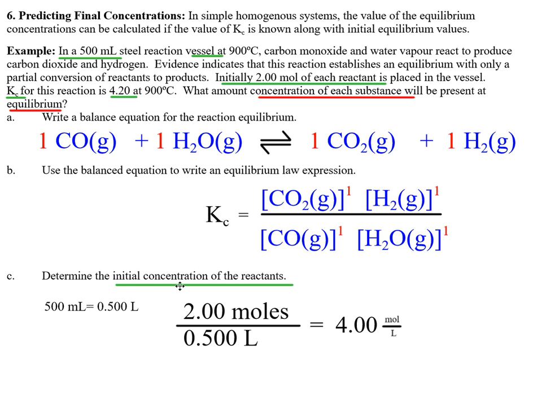Determine the initial concentration of the reactants. I need to change 500 mL to 0.5 liters. And each reactant is in this container, and each reactant is 2 moles, so each reactant is going to be 4.0 moles per liter.